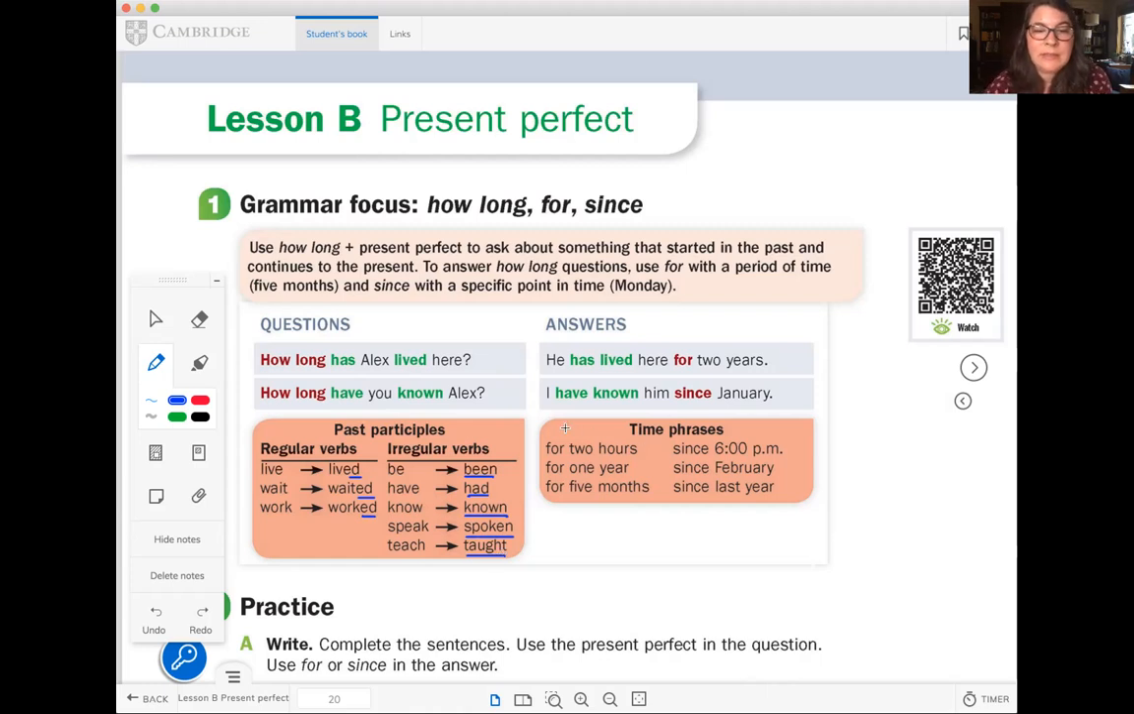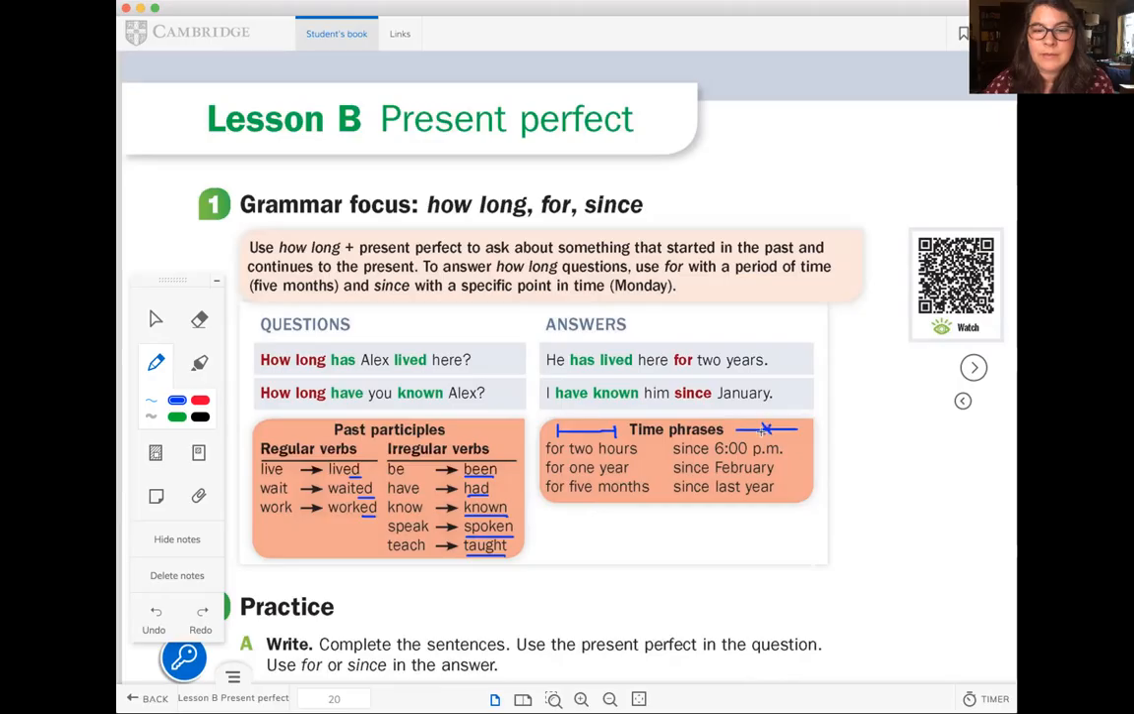Okay, and time phrases, for 2 hours, this is the period of time, looks like this. For 2 hours, for 1 year, for 5 months, for 2 seconds, for 1,000 years. Both of those are fine. Since is more like this. This is a point in time.